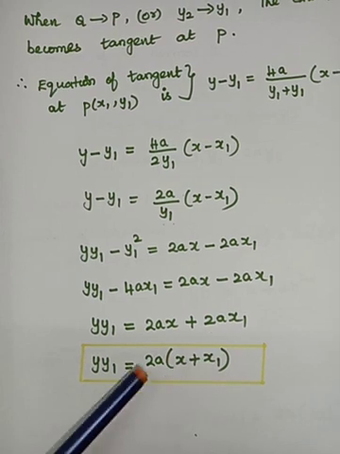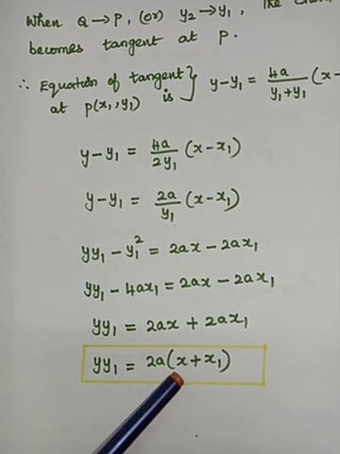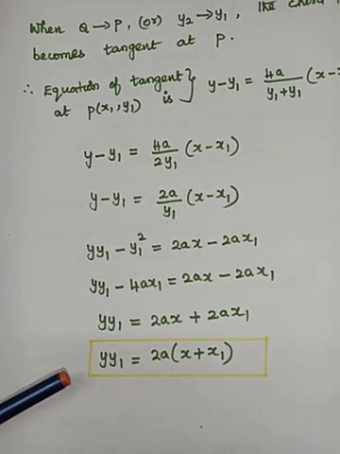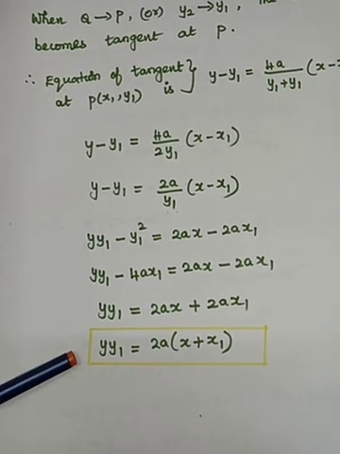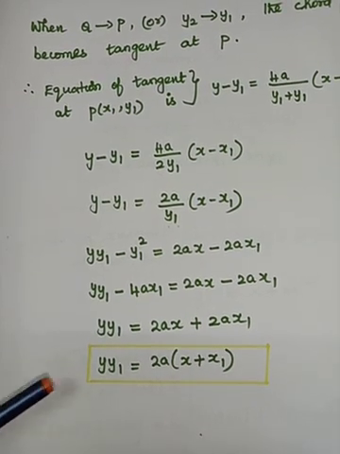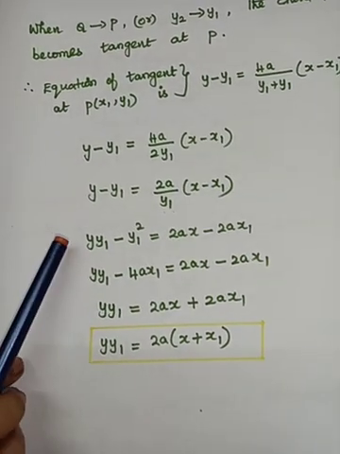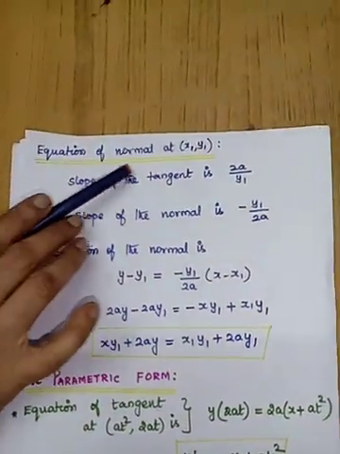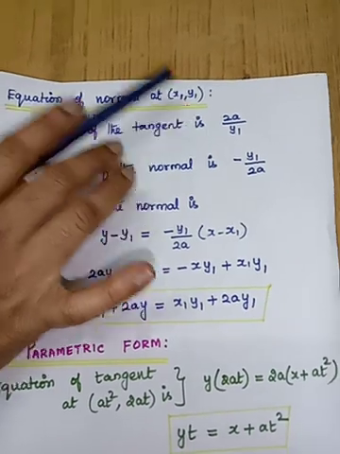From these two terms, what is common? 2a. So it is y y1 is equal to 2a into x plus x1. So what is this? It's the equation of the tangent to the parabola at P of x1 comma y1. Next we are moving to find the equation of the normal at x1 comma y1.